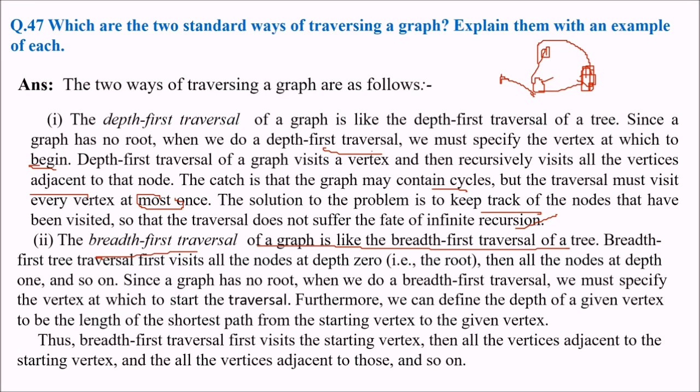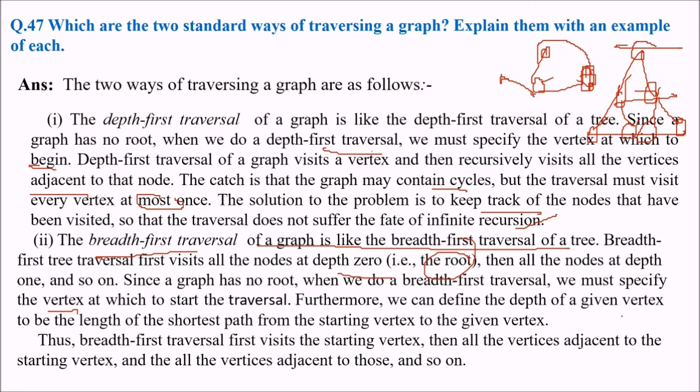The breadth first traversal of a graph is just like a breadth first traversal of a tree. So BFS, BFT, first visits all the nodes at depth 0, that is the root. Then all the nodes at depth 1. Let me just give you a glimpse. In this breadth first, we traversed this, then this, then these, all these. So all the nodes at the depth. Since the graph has no root, when we do a breadth first traversal we must specify a vertex again at which to start the traversal.